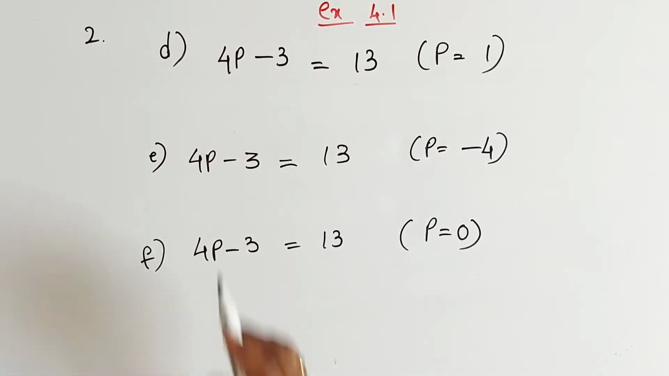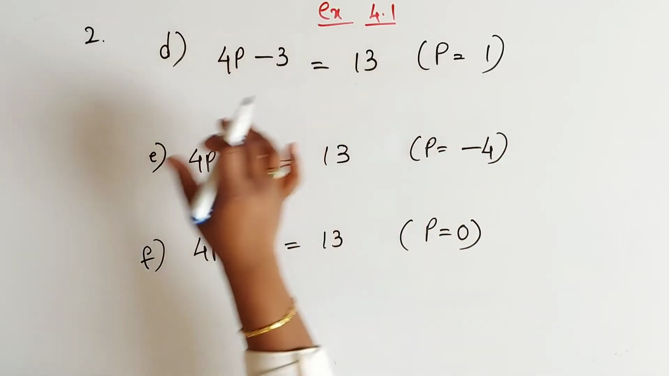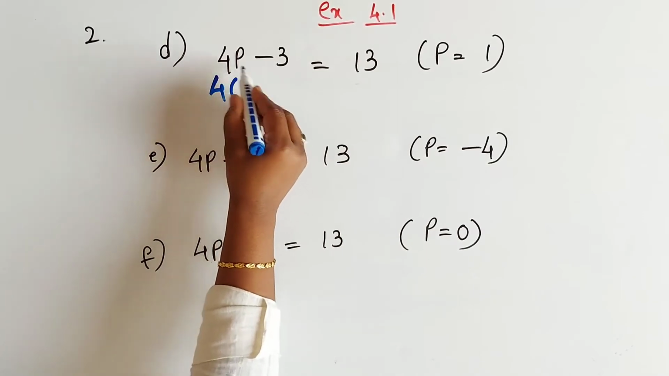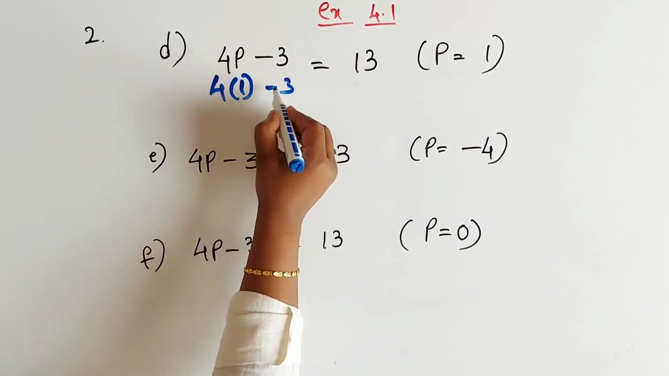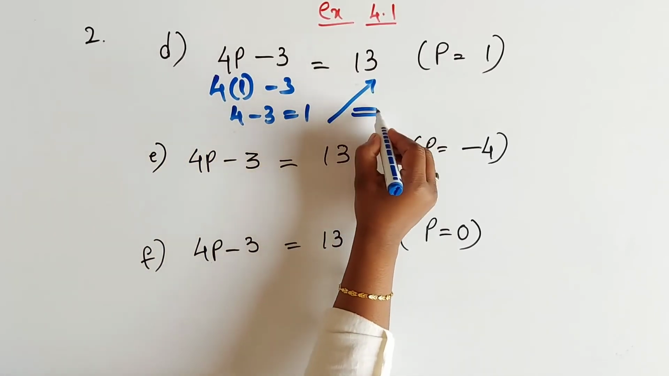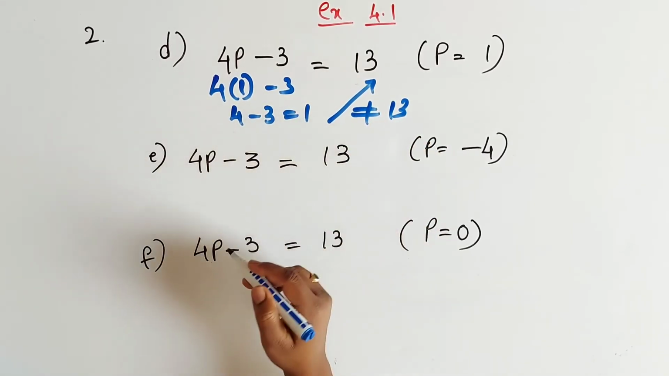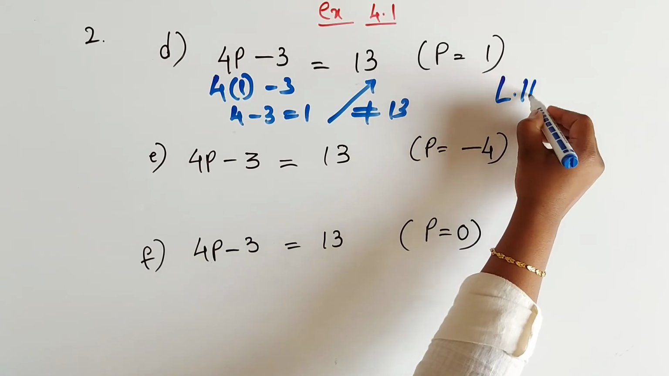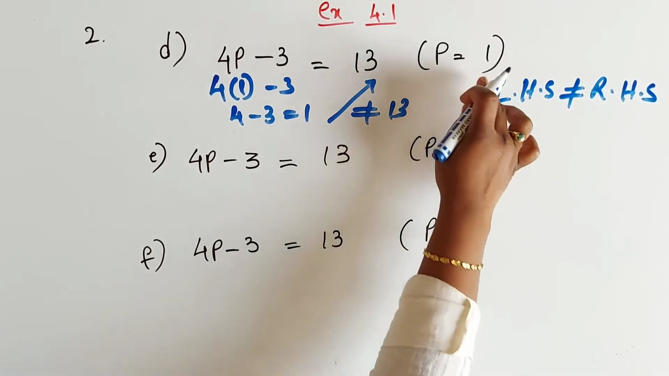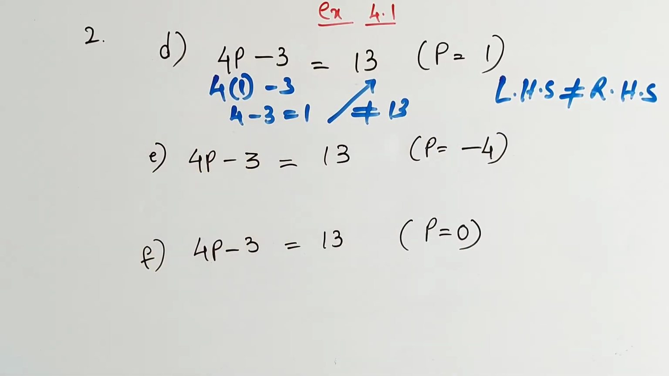Now D, 4p minus 3 equal to 13. Here p value is 1. Let's put p equal to 1. So we'll check is it satisfying the equation or not. 4 in p place we have to write 1 minus 3 here. 4 ones are 4 minus 3, that equals 1, but not equal to 13, children. Right? RHS value is 13, right? It is not equal to the LHS. So here LHS is not equal to RHS. That means p equal to 1 is not satisfying this equation. So it is not a solution.